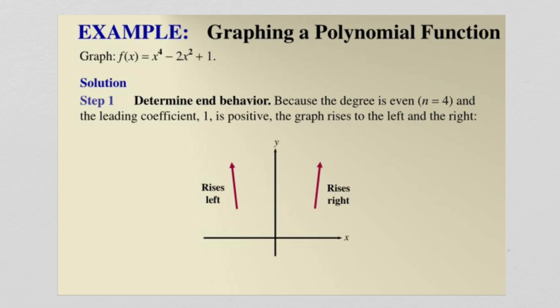Okay, so graphing a polynomial, here we're given x to the 4th minus 2x squared plus 1. Because the degree, the 4 in x to the 4th, is even, and the leading coefficient is 1, it's going to rise to the left, rise to the right.